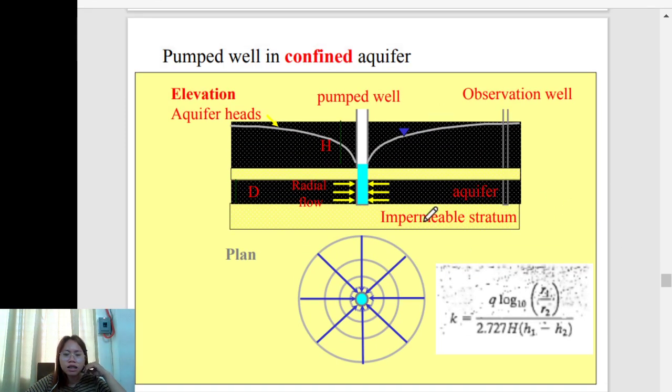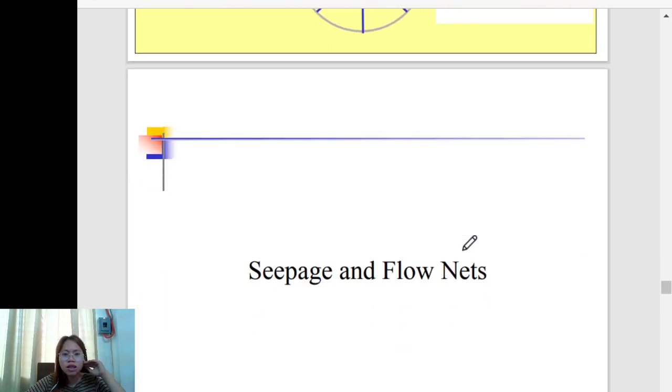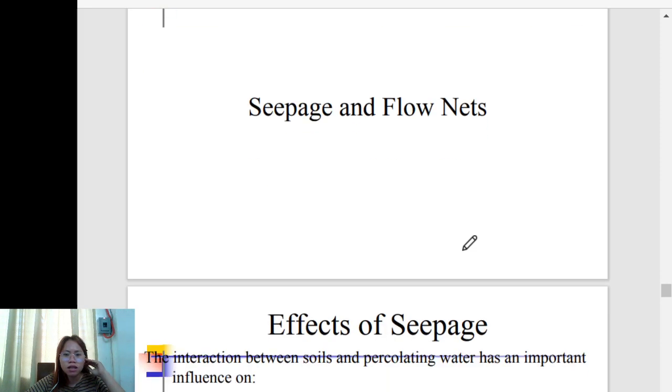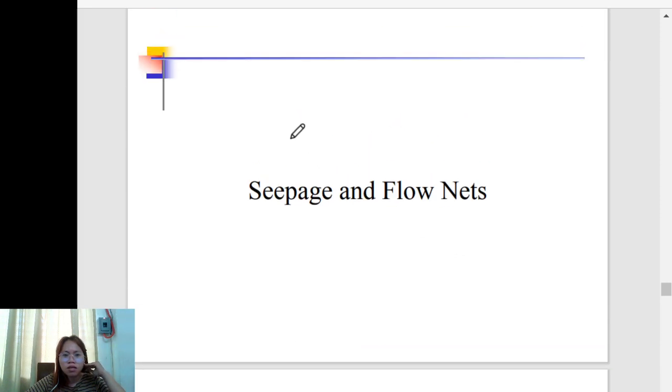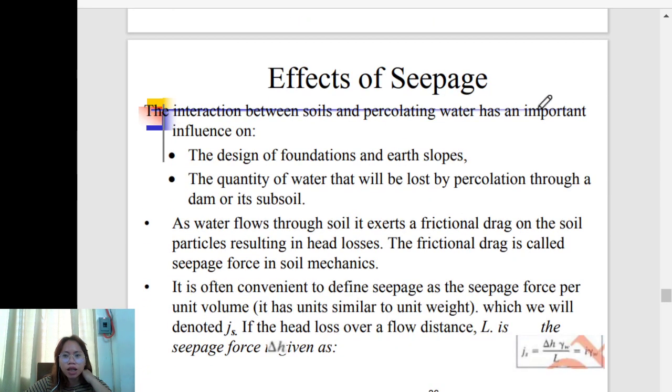So much for this coefficient of permeability. Let's proceed to the seepage and flow nets. The application of this is for the dam, for example, or the retaining wall. There is water, the presence of water. So we have the effects of seepage.